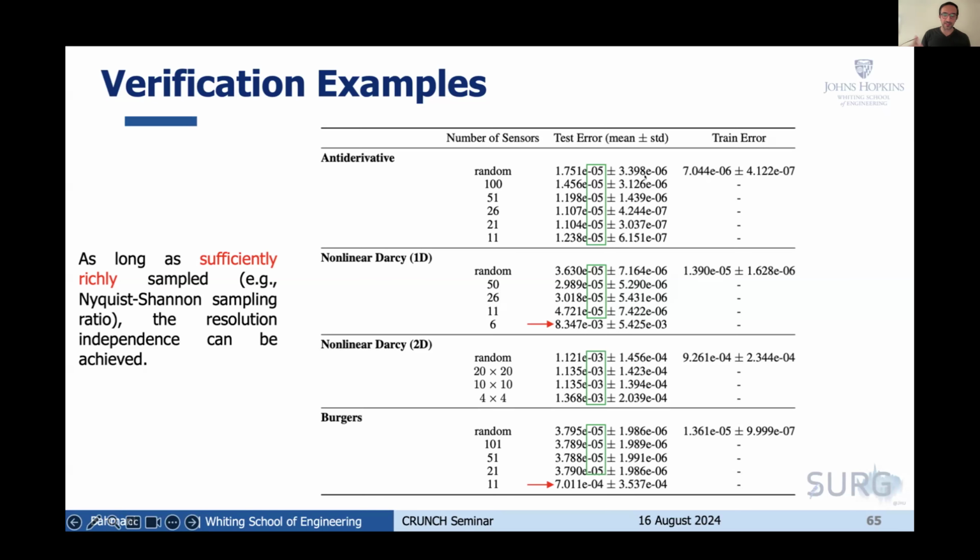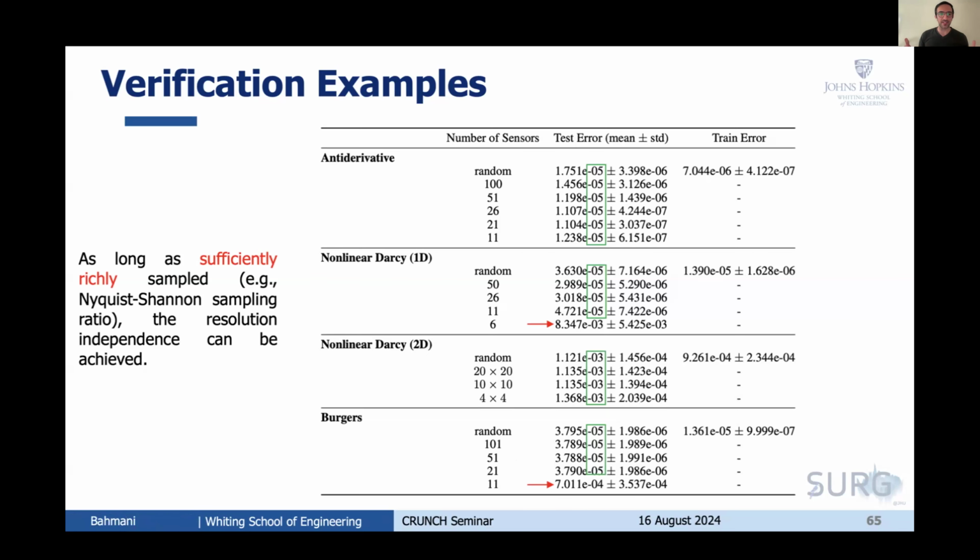But to better study the resolution independency at inference, where you see these numbers of sensors, we do the inference on a regular grid with this number of sensors in 1D and in 2D, like 20 by 20 and so on. As you can see, for all the cases up to some level, we don't lose that much accuracy in terms of order of magnitude, except for 2 cases, nonlinear Darcy and Burgers, corresponding to these bottom numbers, which are very coarse.